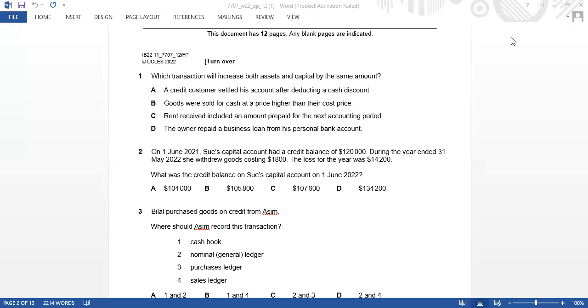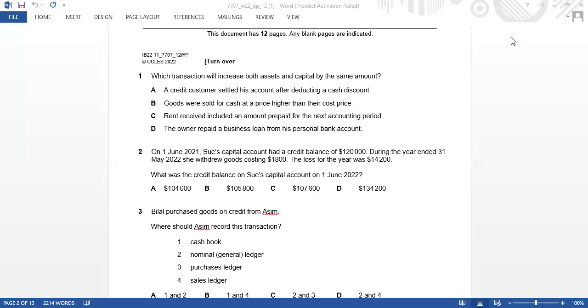During the year, Sue withdrew goods costing 1,800. That means that drawings are 1,800. So from 120,000, drawings of 1,800 will be deducted, and the loss for the year. Profit increases capital and loss decreases capital. That means 120,000 minus 1,800 minus 14,200. So the answer will be 104,000.